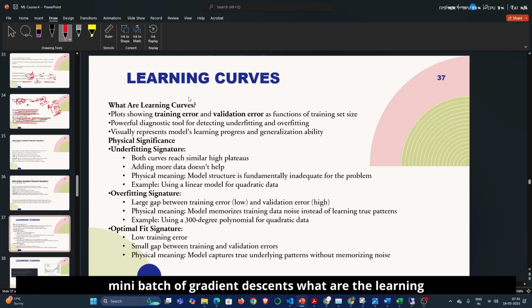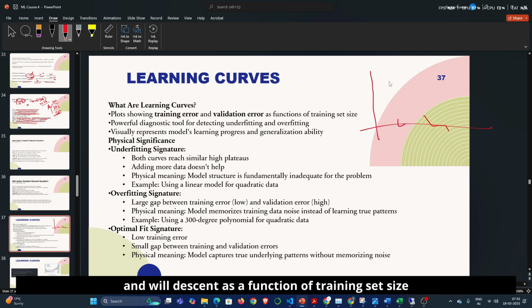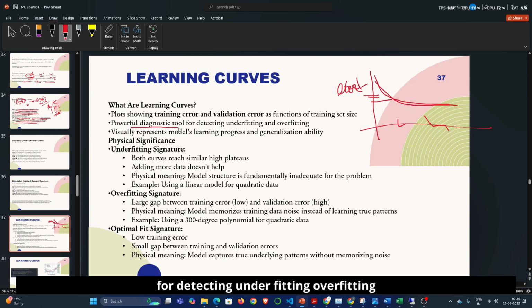What are learning curves? This plot shows training error and validation error as a function of training set size. As the training set size grows, the cost or error will be minimized over time. It will be like this. They are used for detecting underfitting and overfitting, as I have already shown you. It visually represents the model's learning progress and generalizing ability.